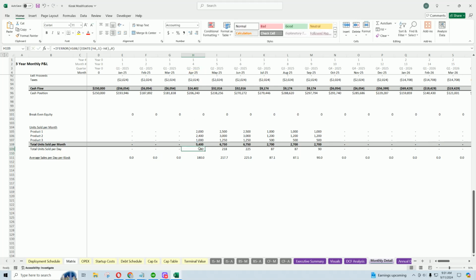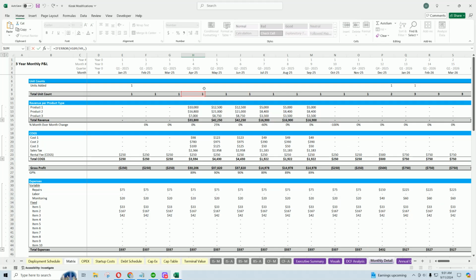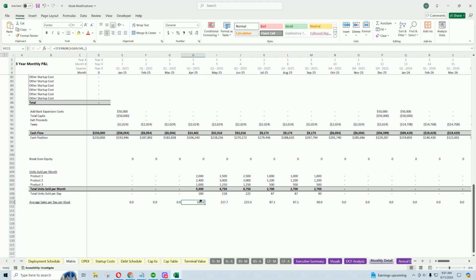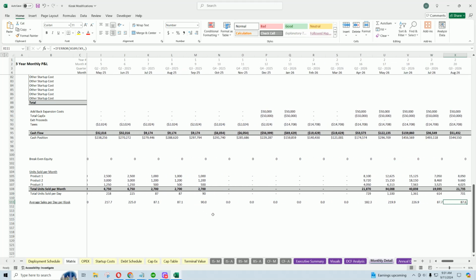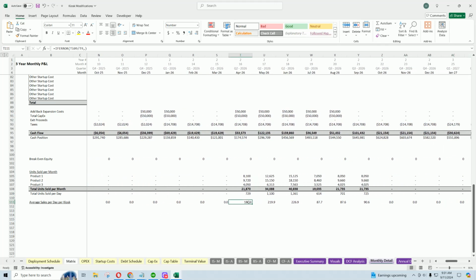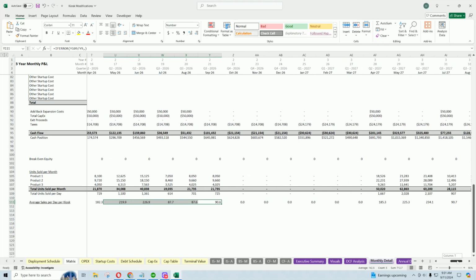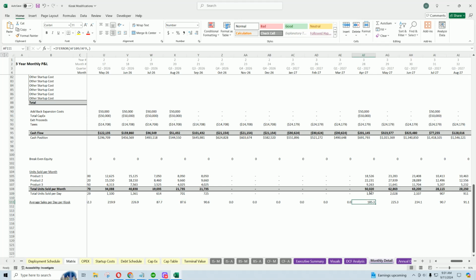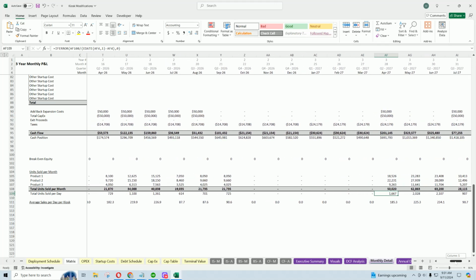Okay, so that makes sense. And then average sales per day per kiosk, you just divide that by the total units that have been deployed. So this number down here should not be changing much. Average sales per day per kiosk. It will change with the seasonality, so 180, 220, 220, 87, but the numbers after year over year shouldn't change a whole lot. Now the numbers here are changing because you're growing with scale.